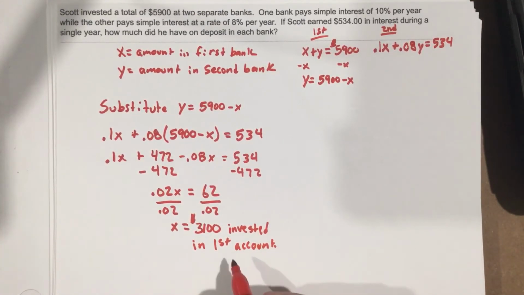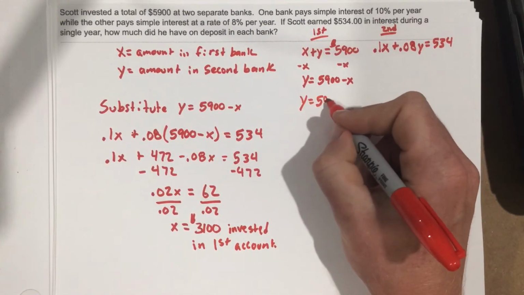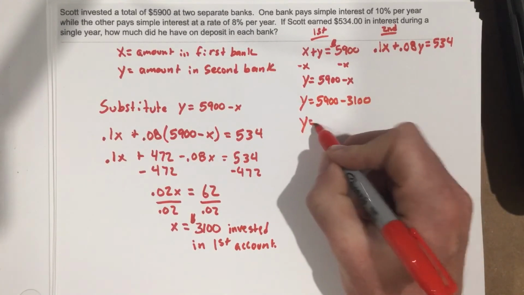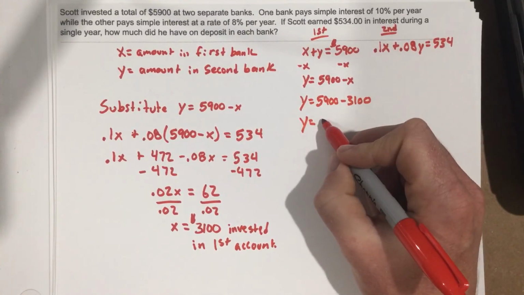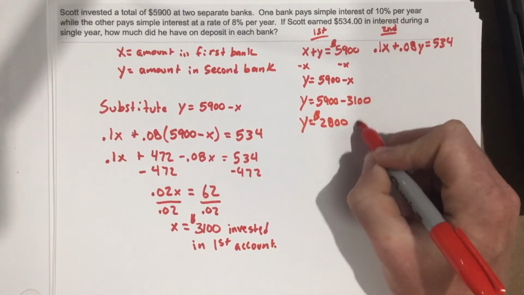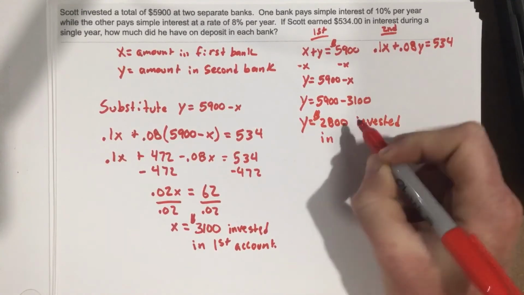How do we find Y for the second account? Well, we have an equation right here, and we just say Y equals 5,900 minus 3,100. So Y is going to equal, that'd be what, 2,800? So 2,800 invested in second account.